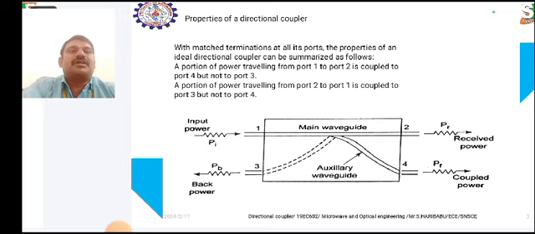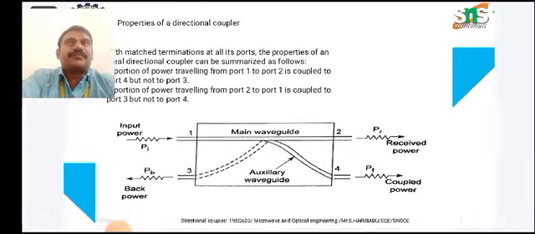With the matched termination at all its ports, the properties of an ideal directional coupler can be summarized as follows. A portion of power traveling from port 1 to 2 is coupled to port 4 and not to port 3. A portion of power traveling from port 2 to 1 is coupled to port 3 but not to port 4. That is, directionwise, we are seeing the things.